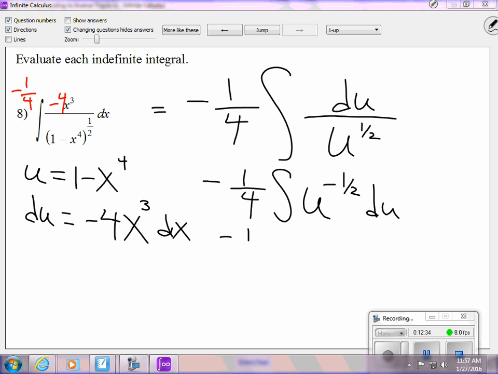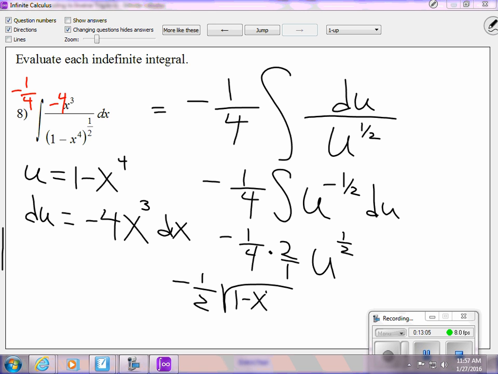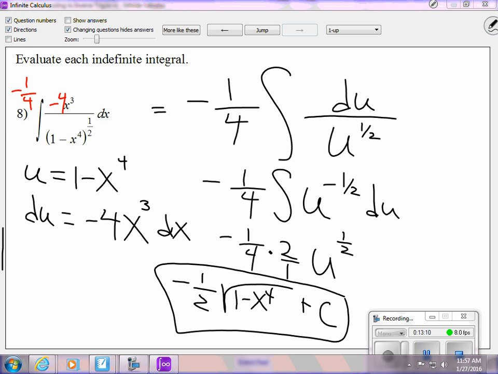So the first thing you do is you add 1 to the exponent. Negative 1/2 plus 1 is positive 1/2. And then you have to multiply by the reciprocal of the new exponent. So we're going to multiply by 2, positive 2 over 1. So we get negative 1/2 square root of 1 minus x to the 4th plus c. I think on the key it said 5 here. It's 4.